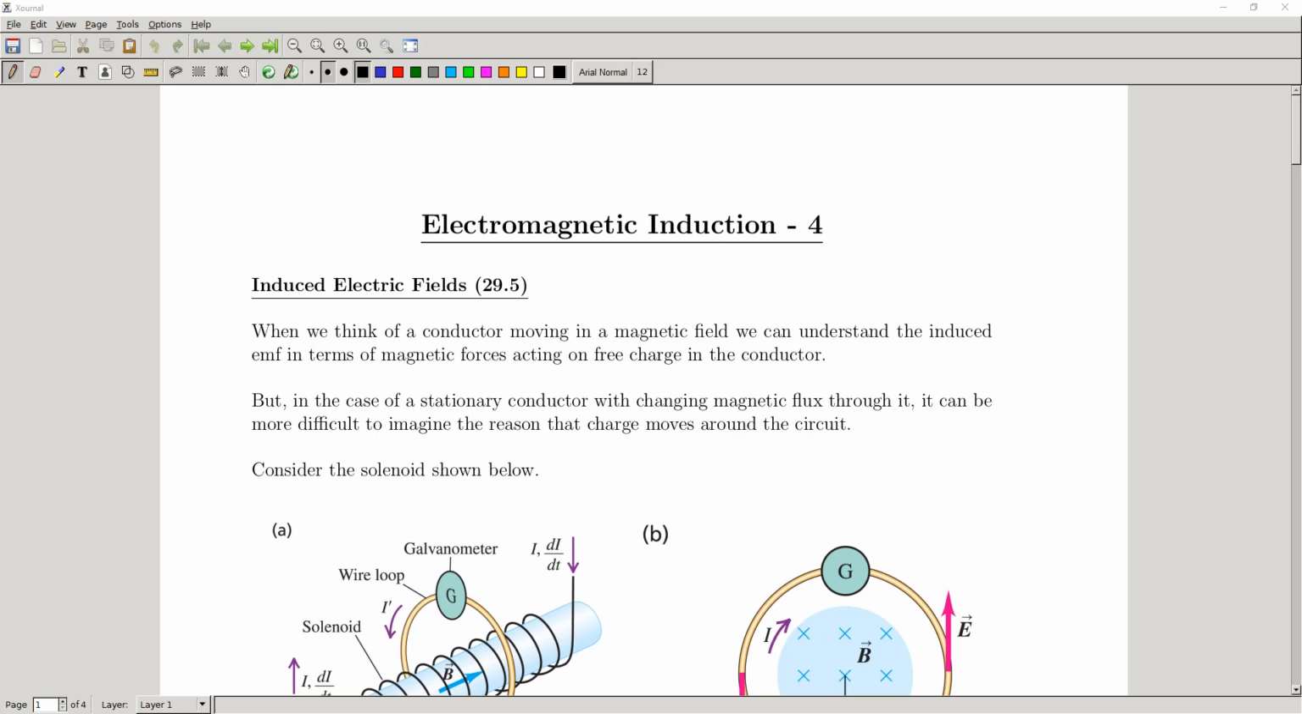Okay, so for now, let's focus on the material we want to cover in this video. Like I mentioned, this is 29.5 from the text, and it's on induced electric fields.